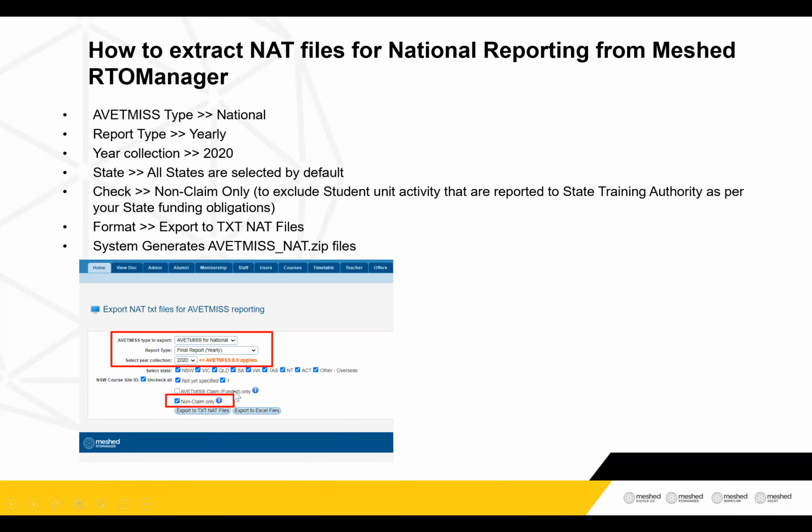Okay. And the format that you have to export is TXT NAT files. So you select all these filter options, then you click on export to TXT NAT files to export your data. And finally, the system will give you AVETMISS_NAT zip files, which contains your 10 files from the system.